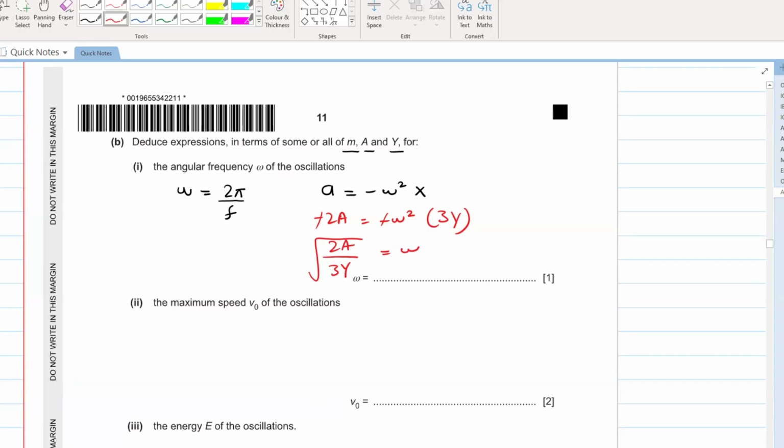Next part is to calculate the maximum velocity. Always remember, what is the formula for maximum speed? x naught w. What is x naught? Amplitude. What is the amplitude here? 3y multiplied by w, that is under root 2a divided by 3y. Simple as that, nothing complicated. Now, if you are good at mathematics, you will not leave the answer like this. What will you do here?